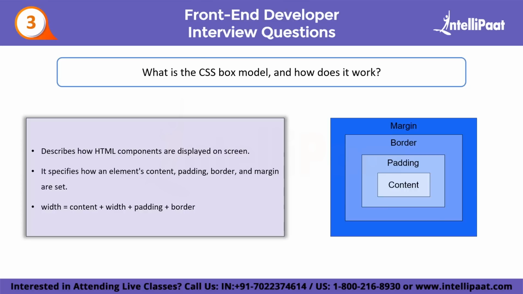Then the border is a line that surrounds the padding and the content. It gives a visibility to the box or the boundary. And lastly, we have margin, which is like an external buffer zone. Margins add space outside the border, which creates a distance between this box and the other elements on the web page. The width and height of an element are determined by the sum of all of these properties.